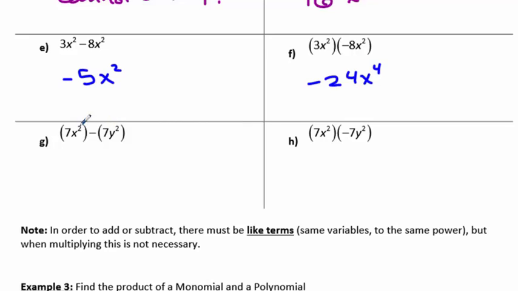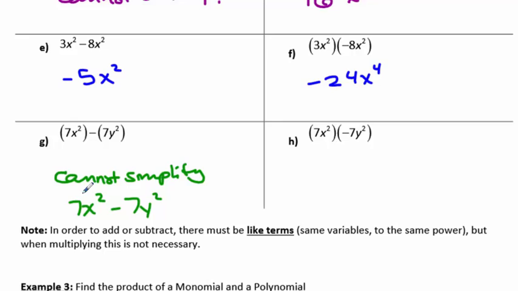Now, you cannot combine 7x squared and negative 7y squared because the variables are not the same, so we cannot simplify this expression. We could write it out with parentheses, as 7x squared minus 7y squared, but there's something we could do to combine these into a single term. I can multiply two different variables, however. Negative 7 times 7 will be negative 49, and when I multiply x squared times y squared, I get x squared times y squared, so I can combine those into a single term.